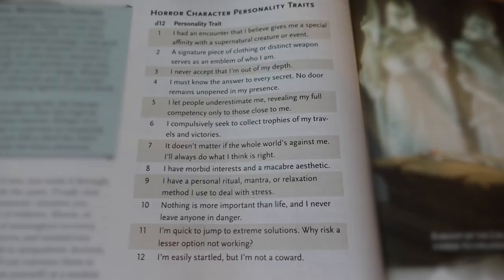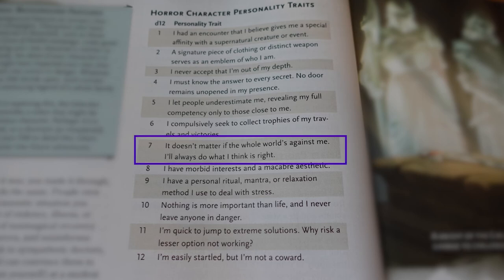So let's talk about Hamlet's personality traits. In that table, in Van Richten's Guide, the one that fits Hamlet the best would be number 7. "It doesn't matter if the whole world's against me, I'll always do what I think is right." And that concept fits perfectly for Hamlet. All of Denmark thinks that Claudius is the reasonable, justified king, and Hamlet believes that Claudius murdered his father and usurped the throne. So I think that is a perfect guiding principle or personality for Hamlet's character, especially in the beginning of the play.